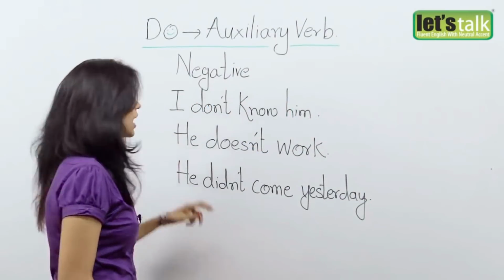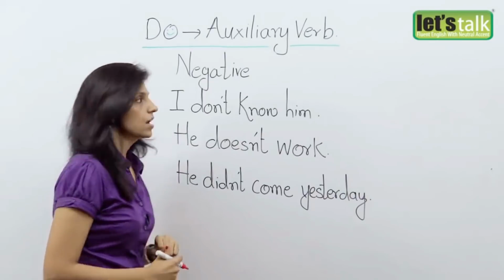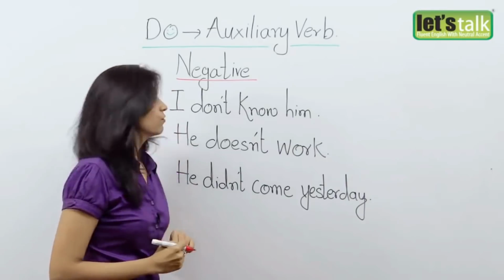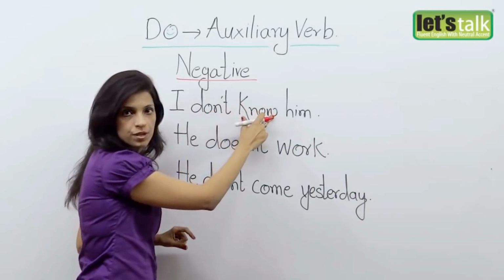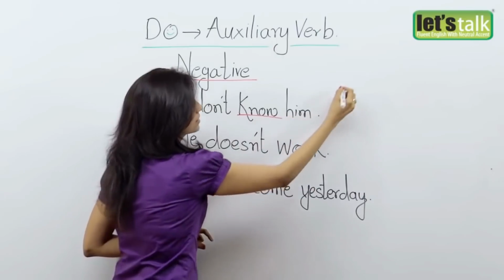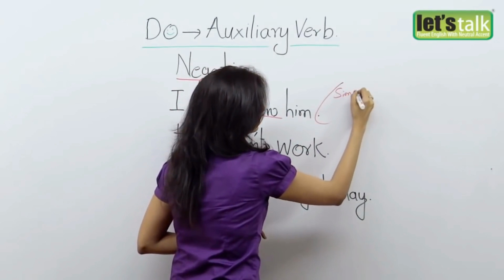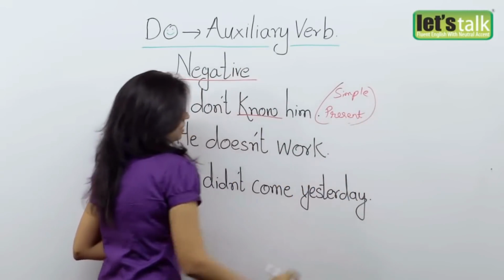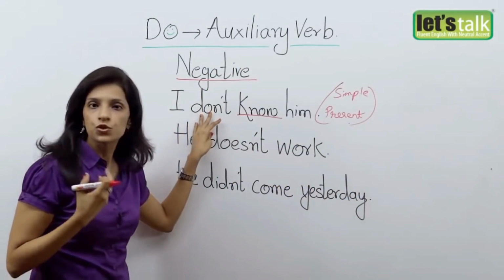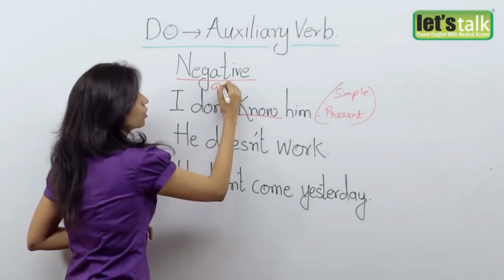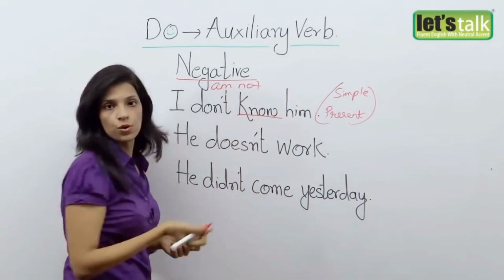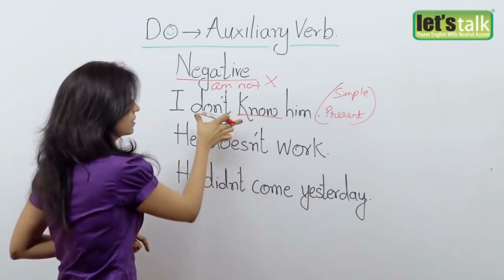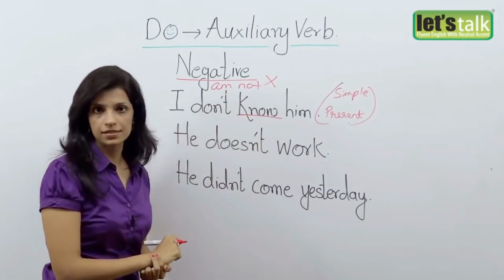Now, let's take a look at do in negative sentences. We use do when we want to make a negative statement. For example, I don't know him. So, this is a simple present negative statement. Now, what happens, a lot of people don't use don't and they say I am not know him or I not know him, which is wrong. You have to use don't in a negative statement for a simple present tense.